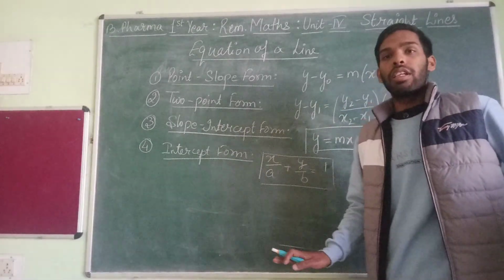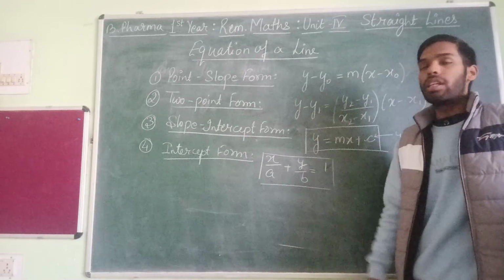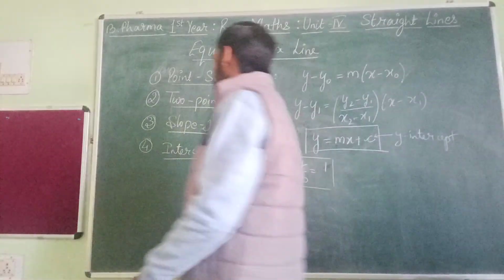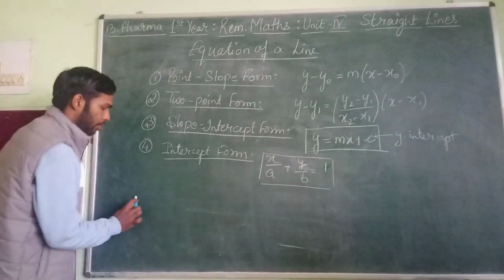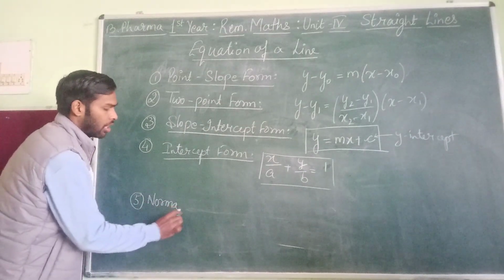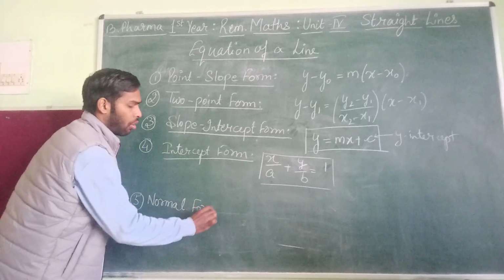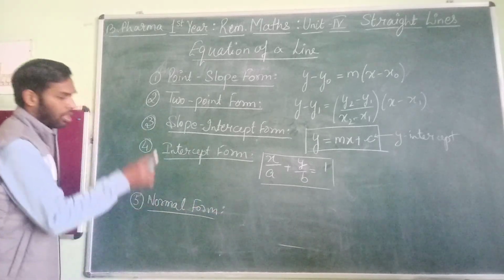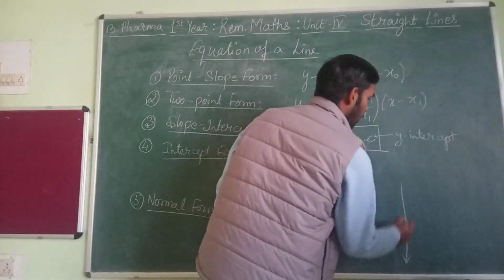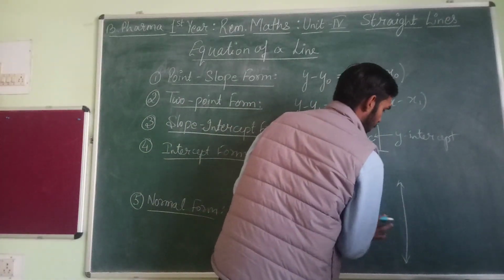We will be doing some questions and examples of all these forms later on. First of all, let's study all these 5 forms. And the last one, the fifth form, is the normal form. This is the normal form. What is the normal form? Let's first of all explain it diagrammatically.